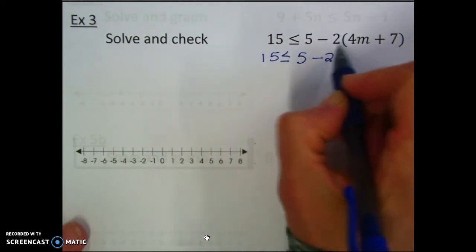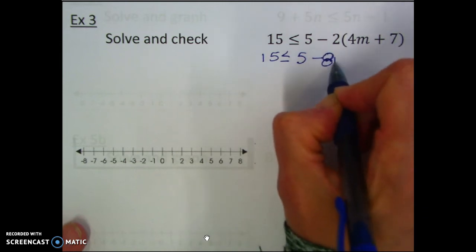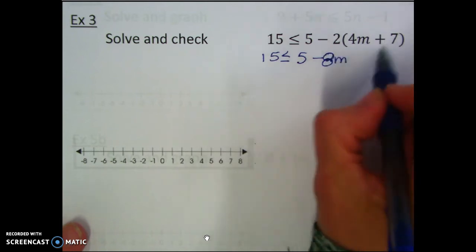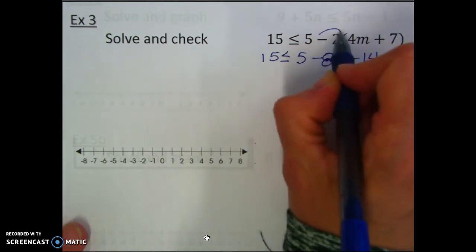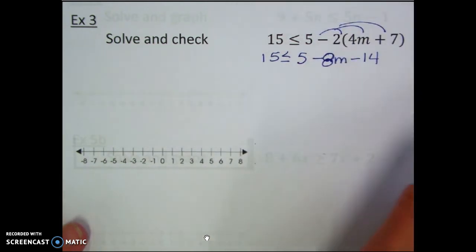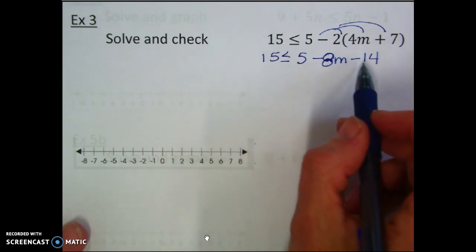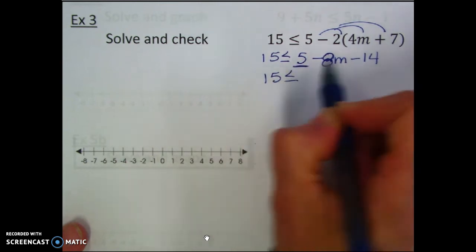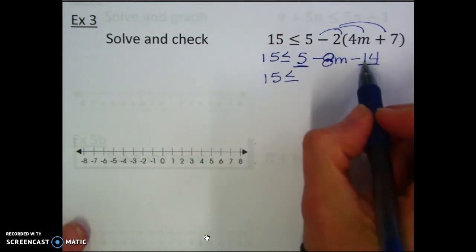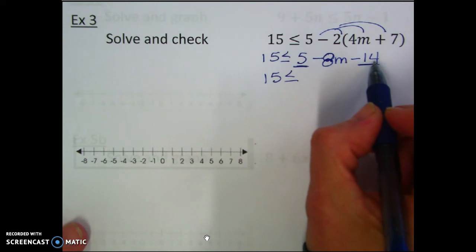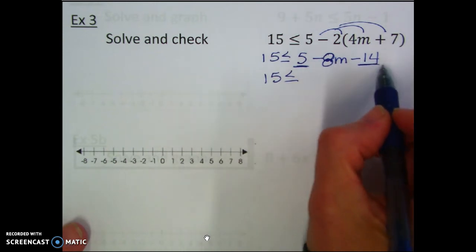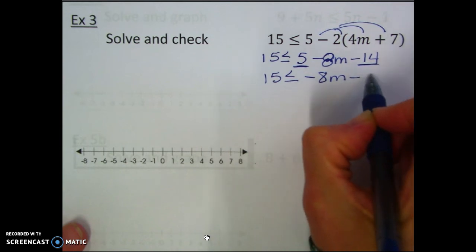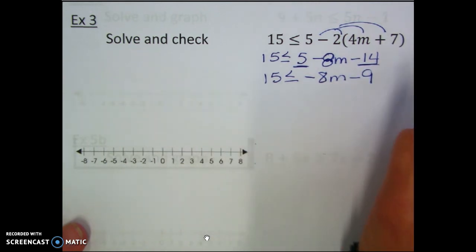When you distribute here, you're going to distribute not just the 2, but the -2. Okay, all of that gets distributed. So that gives me a -8m and then a -14. Second thing, we have some like terms here that we want to put together. Keep in mind that this is a -14 or subtracting 14. So 5 take away 14. We have a -8m, and then that'll add up to a -9.